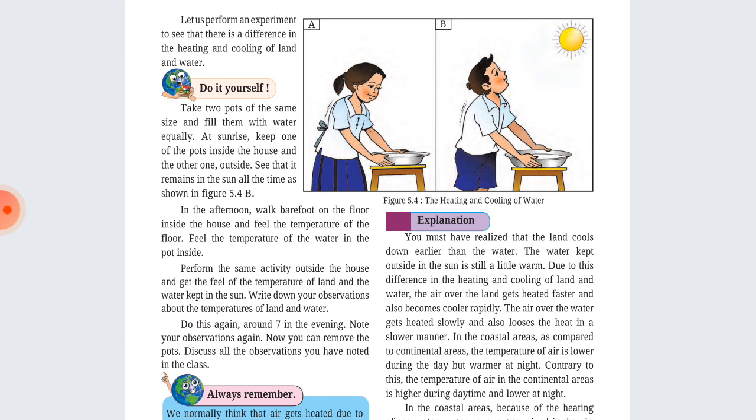In the afternoon, walk barefoot on the floor inside the house and feel the temperature of the floor. Feel the temperature of the water in the pot inside. Perform the same activity outside the house and get the feel of the temperature of the land and the water kept in the sun. Write down your observation about the temperature of land and water. Do this again around 7 in the evening. Note your observation again. Now you can remove the pots. Discuss all the observations you have noted in the class.